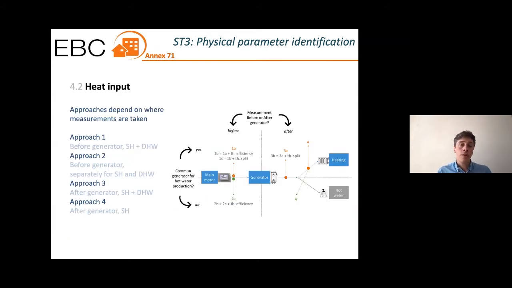Heat input, of course, is a very important input to our model, and there we distinguish whether we are measuring the inputs before the generator or after. So are we looking at gross energy consumption or net energy consumption? And do we have a separate idea of the energy that is used for space heating and for domestic hot water? Depending on that, our results will become more or less reliable.